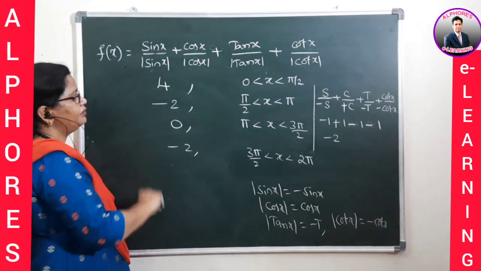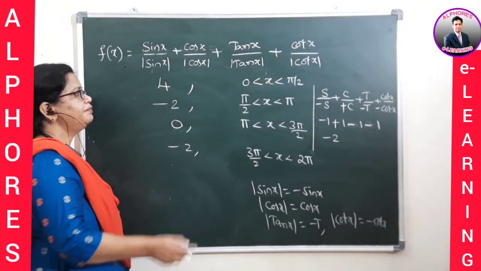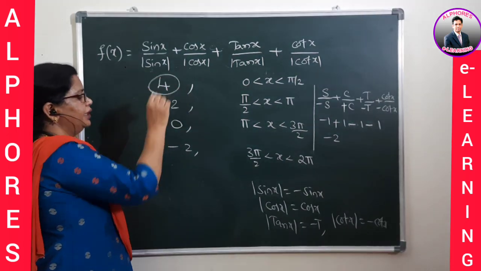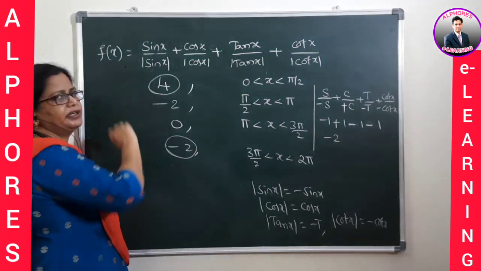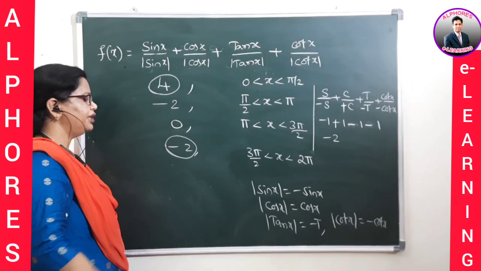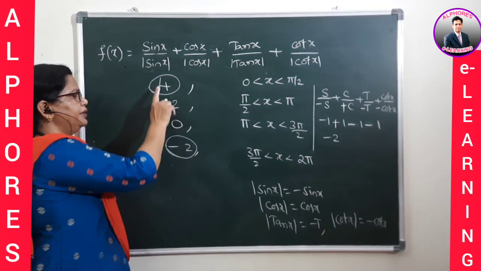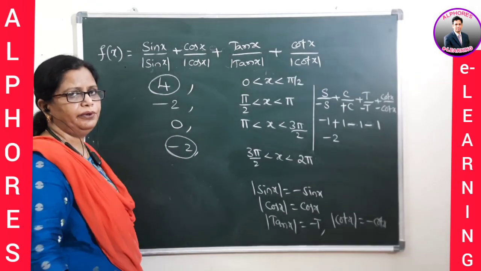So, now what is our observation? The maximum value is nothing but 4, and the least value is nothing but minus 2. So, to this function, the extreme values are: minus 2 is the minimum value, and the maximum value is 4. Okay.